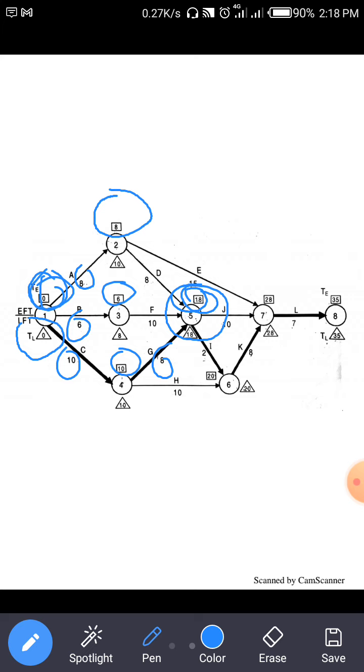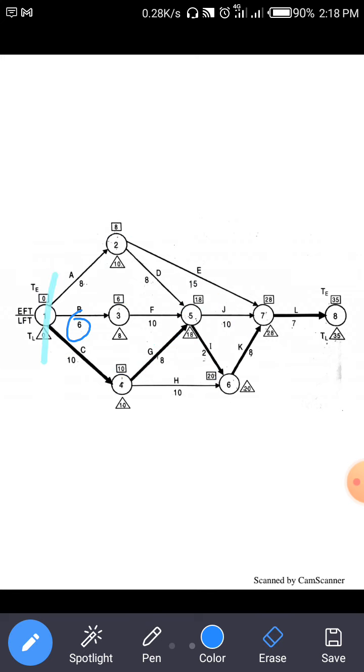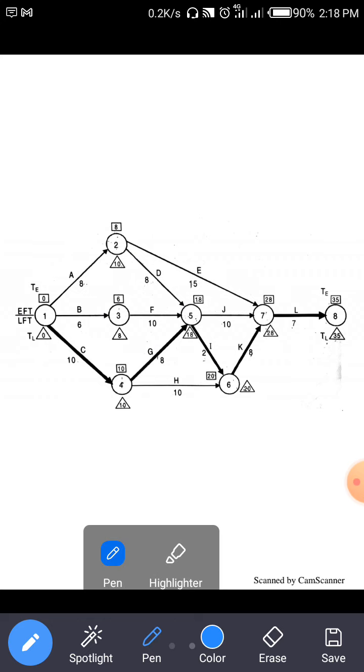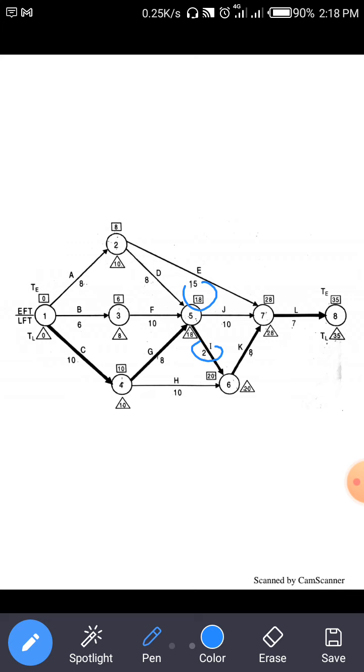Then for node number 6, two arrows are merged: 5 to 6 and 4 to 6. Clear? 5 to 6 and 4 to 6. So here for 5 to 6, 18 plus 2 is 20. Clear? And similarly 10 plus 10 is also 20. So here both the values are the same. As per the rule we write the maximum value, but here both values are the same. So write 20 as the T value for node number 6.